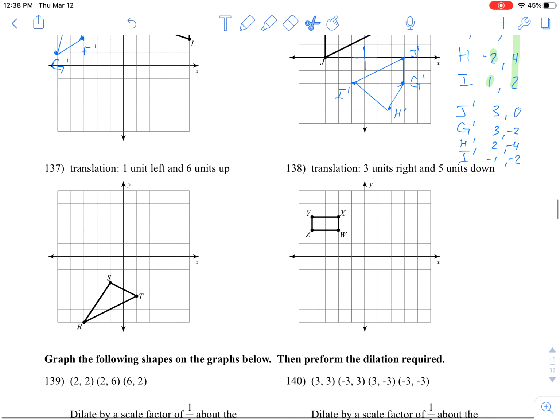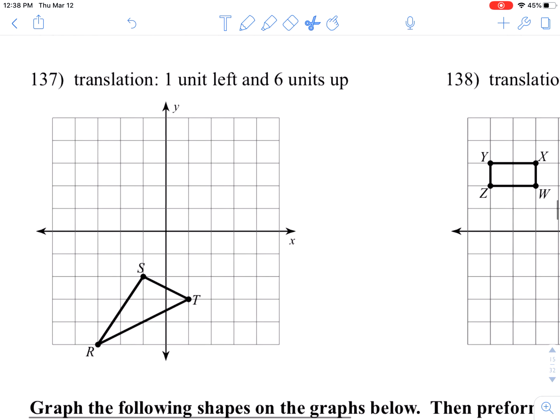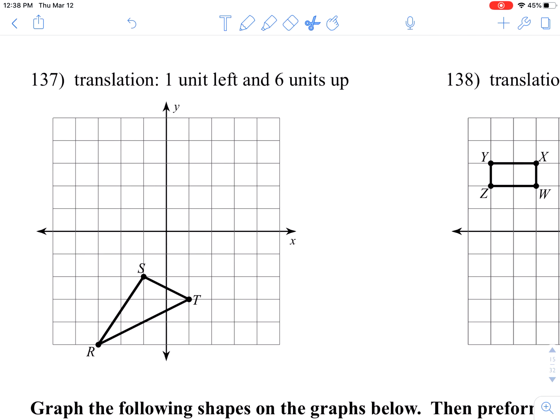All right, looking at translations, it says 1 unit left, 6 units up. So what I do with this is I'm going to go 1 left, and then 1, 2, 3, 4, 5, 6. So the new S is going to go right there. And I do that for every single one of the points.